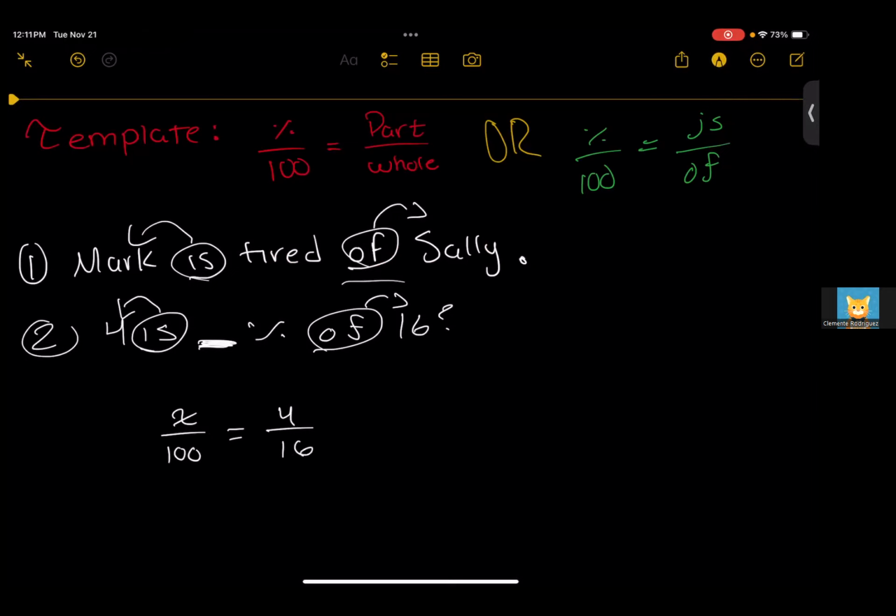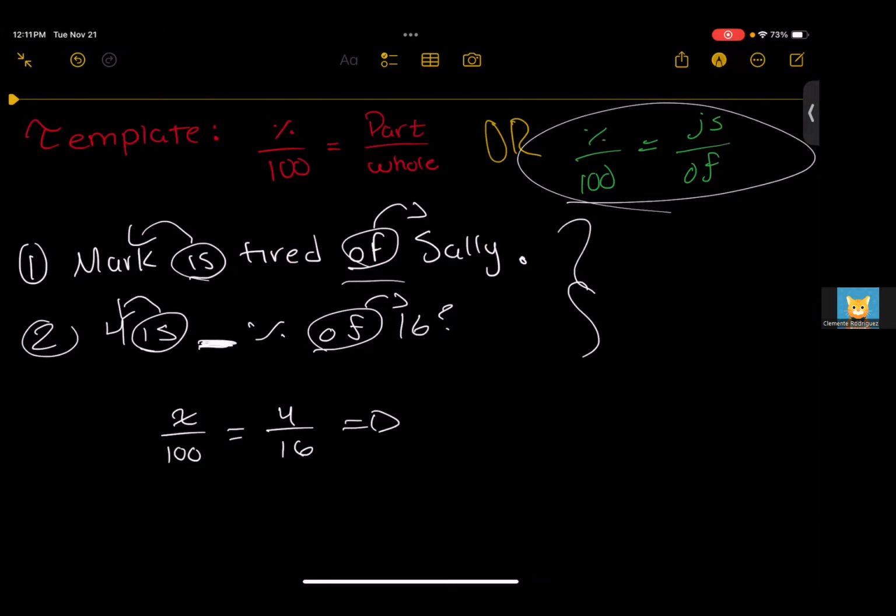Now, how did I know to put 4 out of 16 instead of 16 out of 4? Well, that's again going back to this example that we have here. Is refers to the word or number before it. So I put 4. 4 is before is. So I put it on the top. Of refers to the word or number after it. Well, of is before 16. So 16 follows after of, on the bottom, just like how I have it written here.